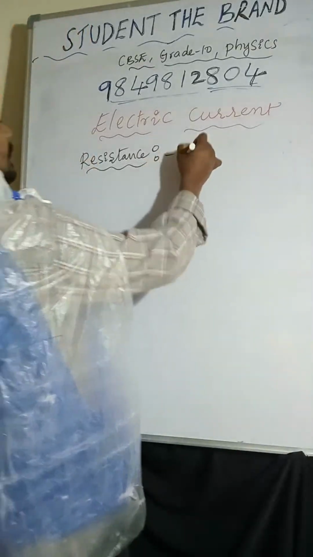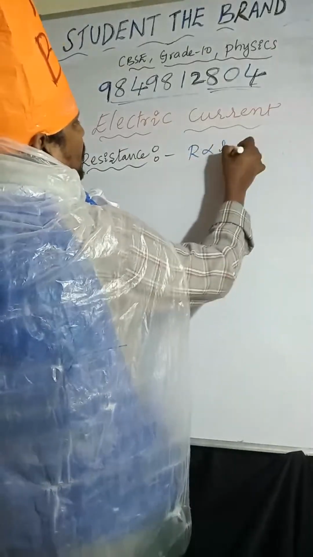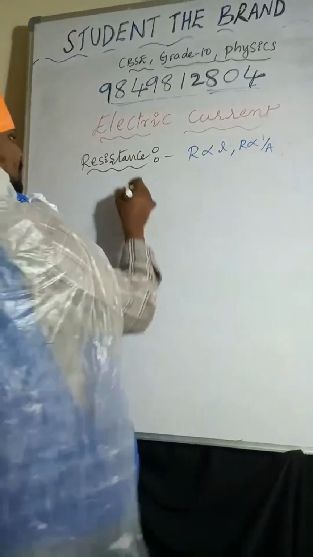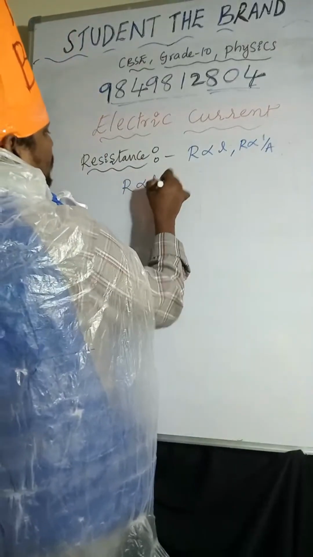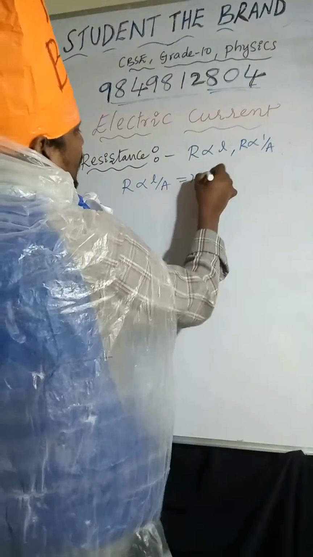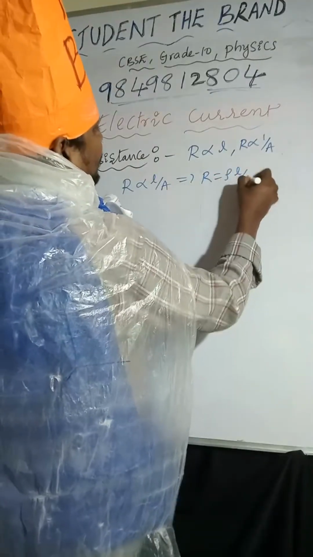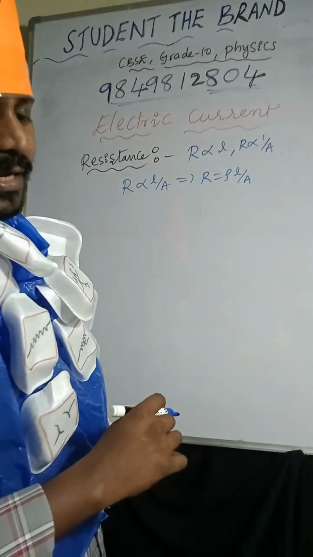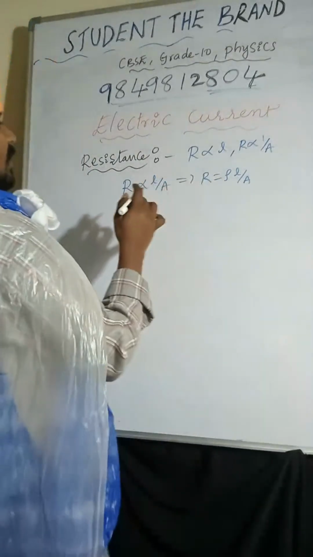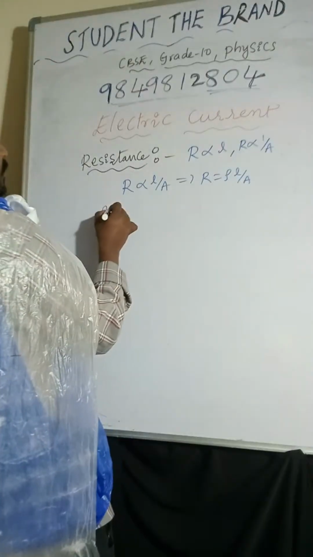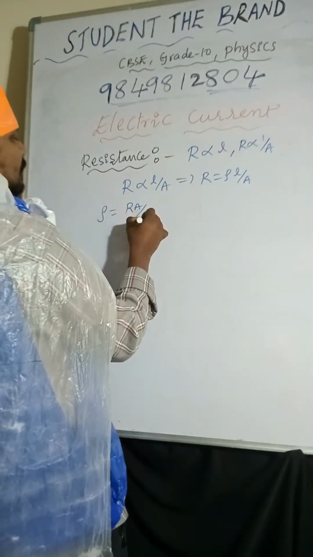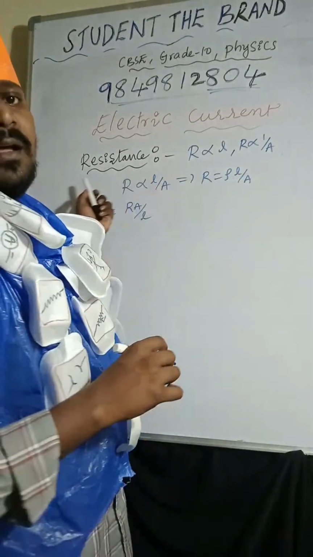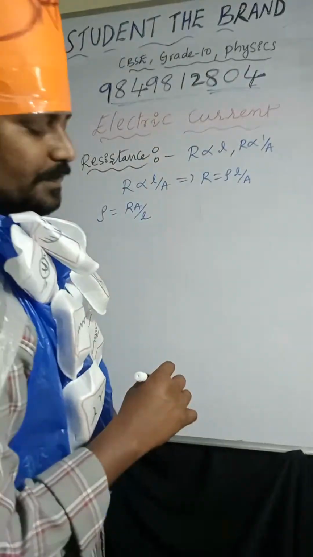Resistance is directly proportional to the length of the conductor. Resistance is inversely proportional to the area of cross section. R is directly proportional to L by A. R equal to rho into L by A. So now you can observe here, rho equal to R A by L.